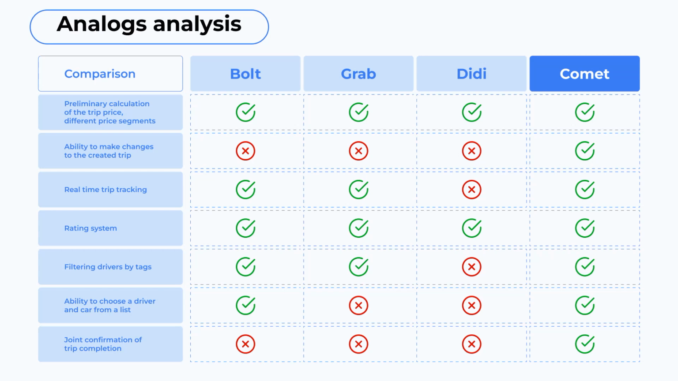Several applications were chosen to analyze the industry: Bolt, Grab, DD Rider, and our application Comet. A table was created to simplify the comparison. As we can see, the ability to make changes to the created trip and joint confirmation of trip completion is a feature of our application, because the others don't have it.